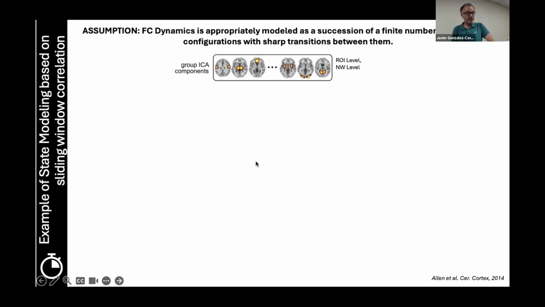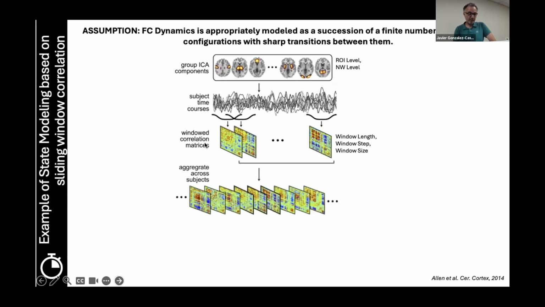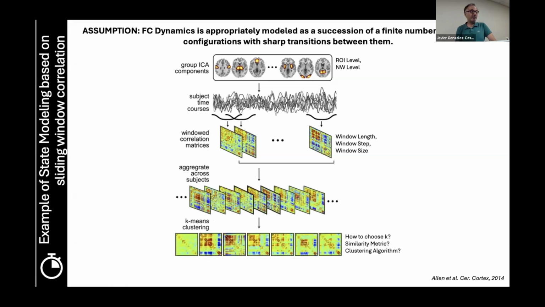So they did ICA, so they decided on getting their parcellation based on ICA, not a pre-existing atlas. They extracted representative time series for each of the networks. They computed sliding window correlation. They selected a window length, step, etc. And then they took all these connectivity matrices and applied k-means clustering. They, in a data-driven way, decided how many different clusters they should look for, and they found these, I believe, 7 states.